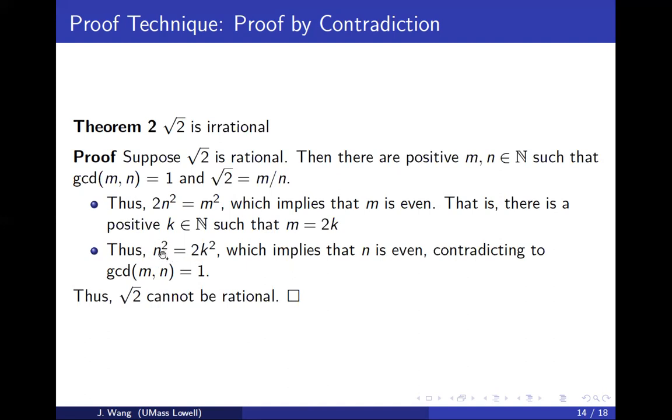And again, n squared is an even number. That means n is even. So then GCD of m and n is now not equal to 1, because both of them are even. It has at least a factor of 2. So that is a contradiction. Hence, square root of 2 cannot be rational.